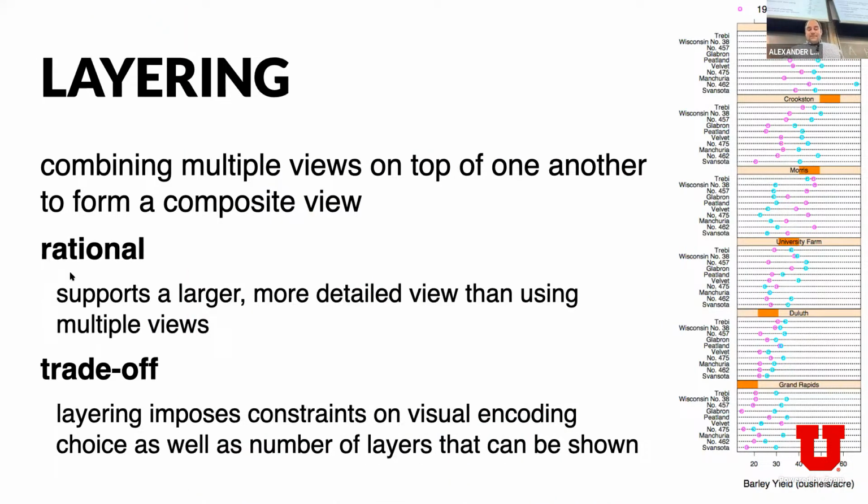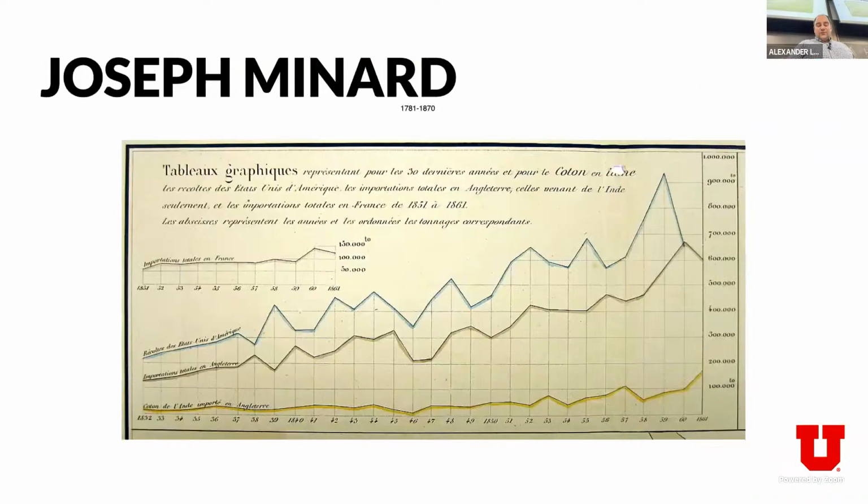Okay, the last thing I want to talk about is layering. I talked about this a little bit already. We can have multiple views that are in separate spaces, but we can also have multiple views that are on top of each other. So we can create multiple layers. They could be simple, like if we use the same visual encoding, what we basically have is a scatter plot with two different dots. But it could also be more complicated.